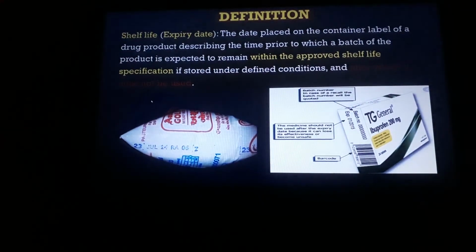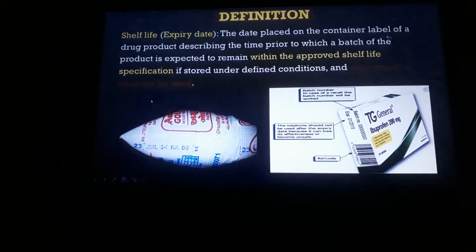And what is a shelf life or expiry? The date placed on the container label of a drug product describing the time prior to which a batch of the product or material is expected to remain within the approved shelf life specification if stored under defined conditions. And this date is nothing but the date placed on the material, the product container, the date after which it must not be used. Shelf life is the expiry date, the death date of the product. So we should not use that product after this shelf life or expiry period.